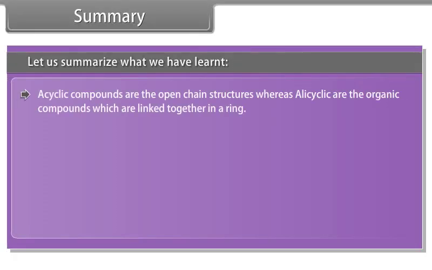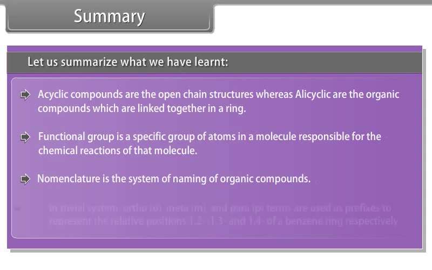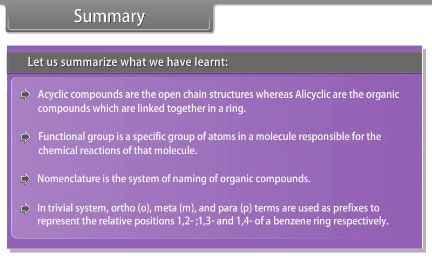Acyclic compounds are the open chain structures, whereas alicyclic compounds are the organic compounds which are linked together in a ring. Functional group is a specific group of atoms in a molecule responsible for the chemical reactions of that molecule. Nomenclature is the system of naming of organic compounds. In trivial system, ortho, meta and para terms are used as prefixes to represent the relative positions 1,2; 1,3; and 1,4 of a benzene ring respectively.